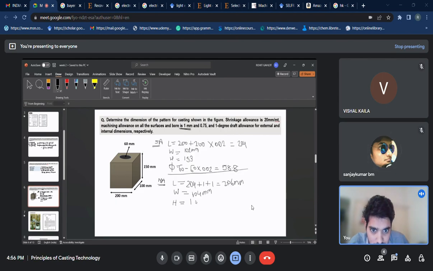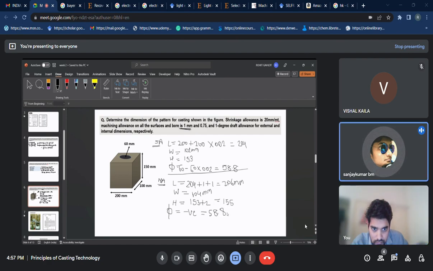After, so the machining allowance for each side is 1 mm. So this one is 1 mm, this one is 1 mm, so you add 2. Similarly for 150, these two sides. Oh yeah, got it. Okay, I got it. Then if you consider the height, you have 153 plus 1 plus 1, so you will have 155.